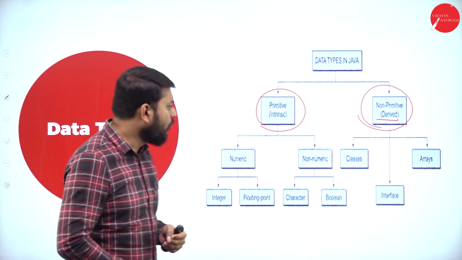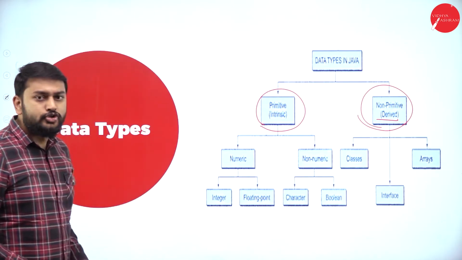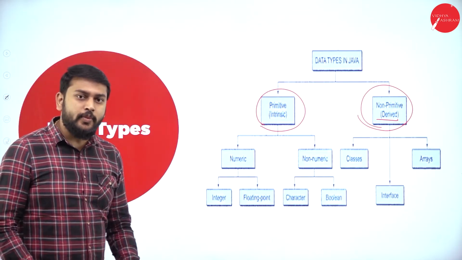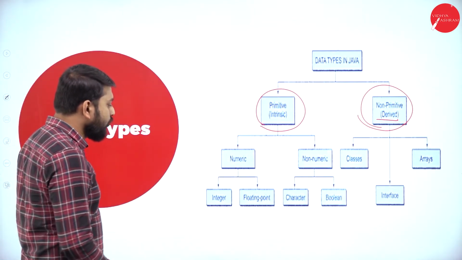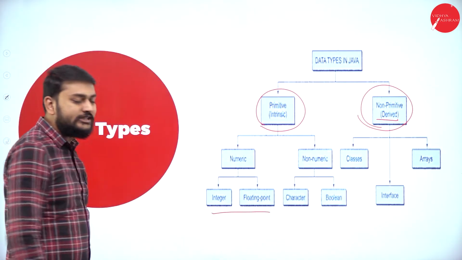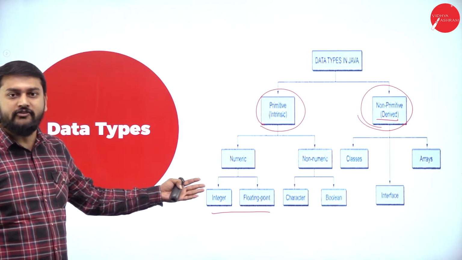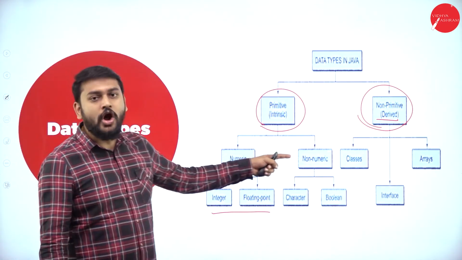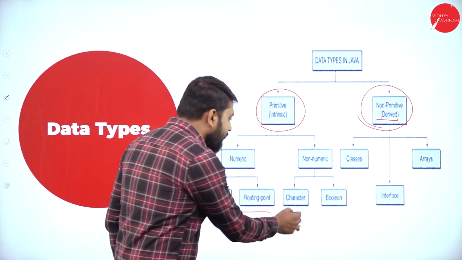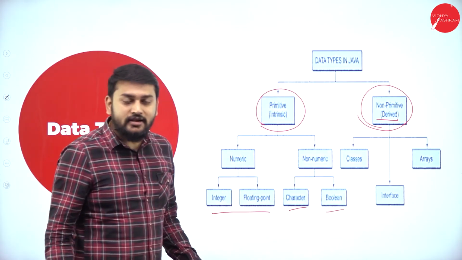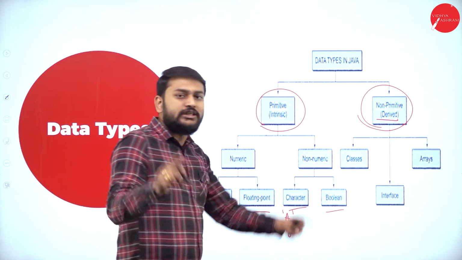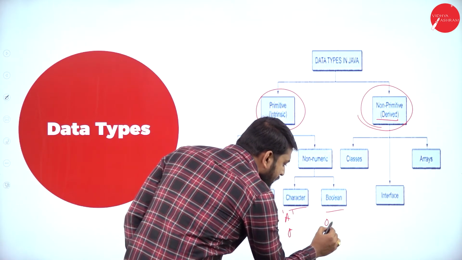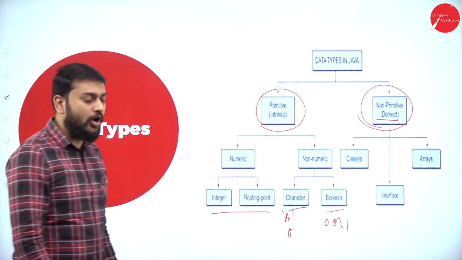Let's have a look. What are the primitive data types that I have? When it comes to primitive data type, I have two categories. One is numeric, another one is non-numeric. When it comes to numeric, I have integer and floating point, which we have already discussed. And when it comes to non-numeric, you all know that. We have character and boolean. Character, you all know that. We have 'a' or '5', which is enclosed with the quotes. But when it comes to boolean, please understand, 0 or 1. So fine.